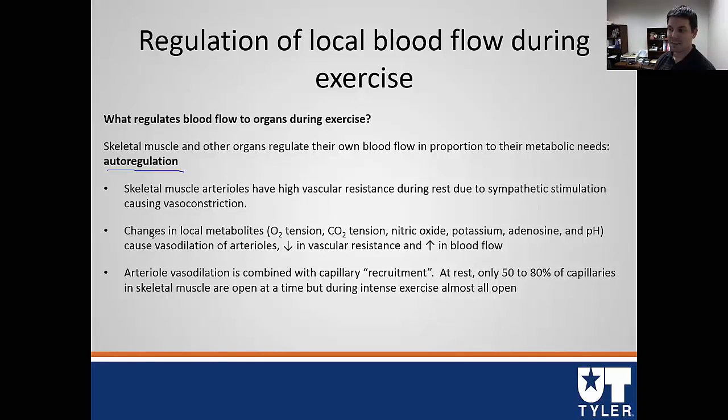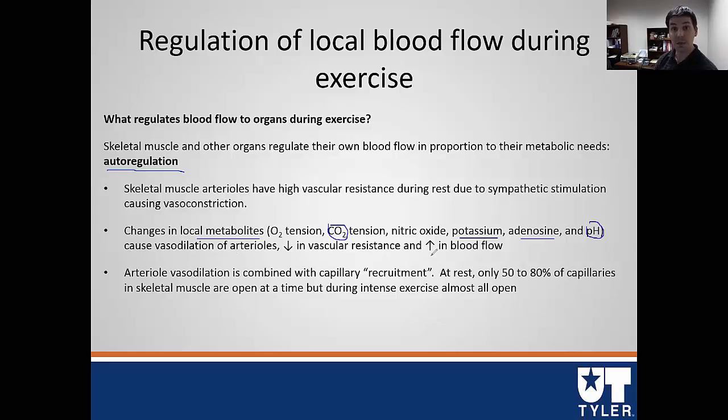So how do we then do that? Local metabolites. And if you think about this, these are things that in exercise are going to go up, right? We're going to produce CO2, which we learned about as we break down glucose. We'll release potassium from all the skeletal muscle contractions. We'll, of course, have a change in pH. We'll release adenosine from ATP. And so you'll see that a lot of these, when they are released from the muscle, go to very nearby arterioles, causing them to relax, therefore decreasing vascular resistance and increasing blood flow.